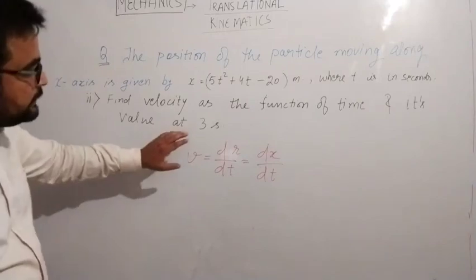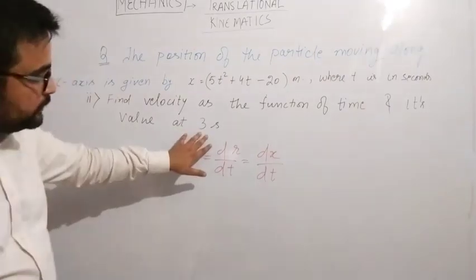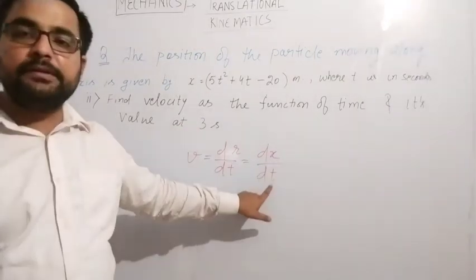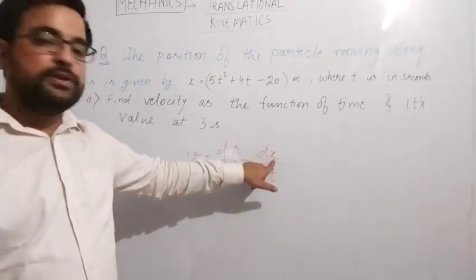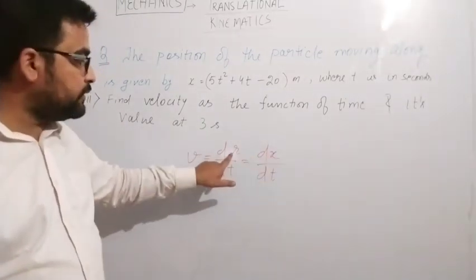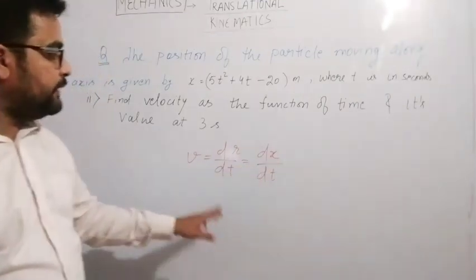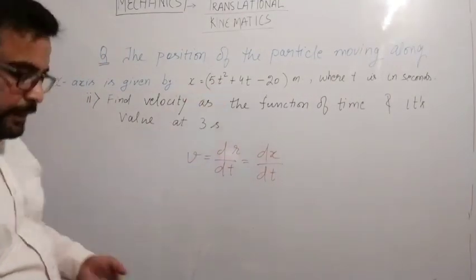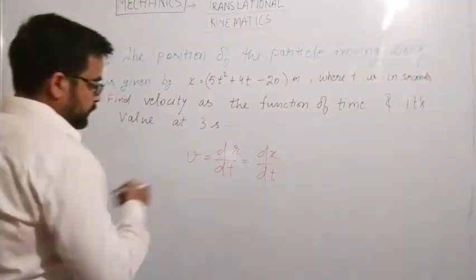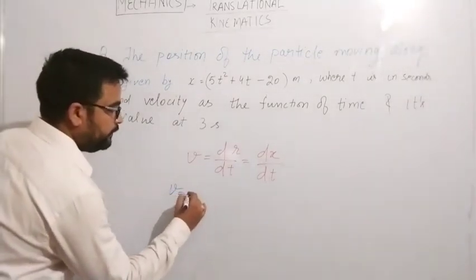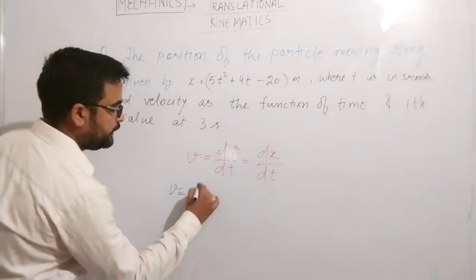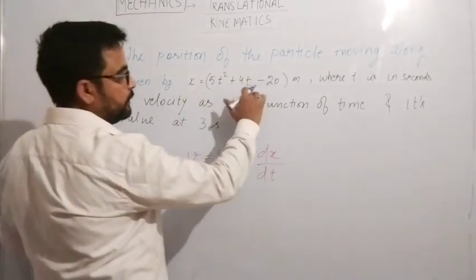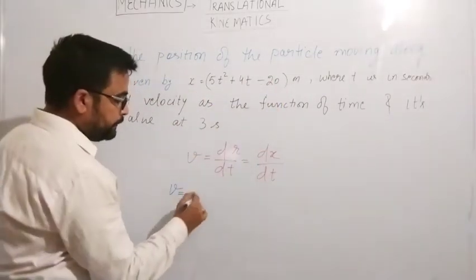So if you were asked to find instantaneous velocity, you will go for differentiation of the position vector, right? Differentiation of the position vector, and that will give you nothing but the velocity as a function of time, right? So v will be equal to dx by dt, that is d by dt of 5t square plus 4t minus 20, right?